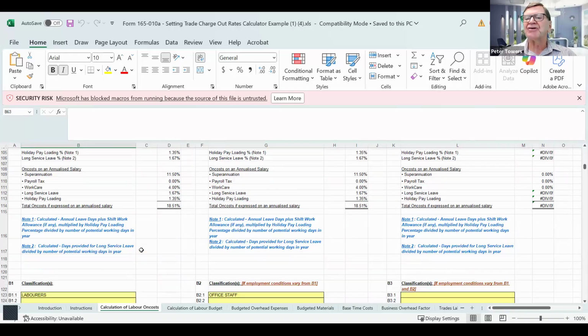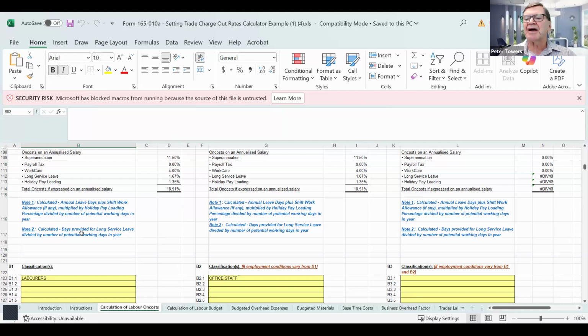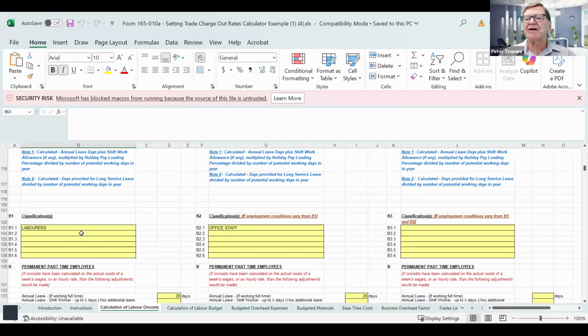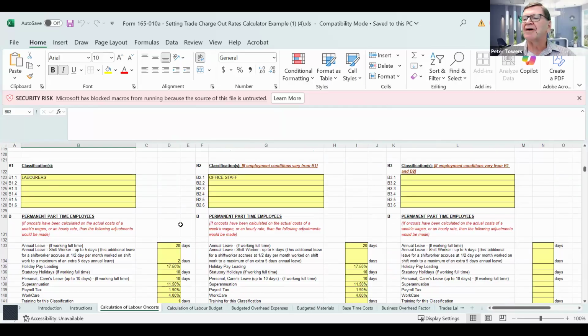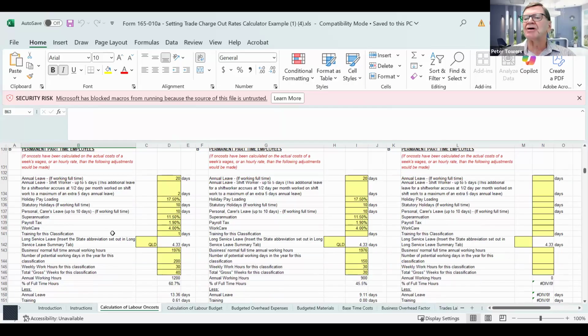Similar calculations are available for the second lot of categories, the part-time people, permanent part-time. So for labourers and office staff, we have their calculations. And you'll note that in each case, we're including long service leave and we're including superannuation, obviously.